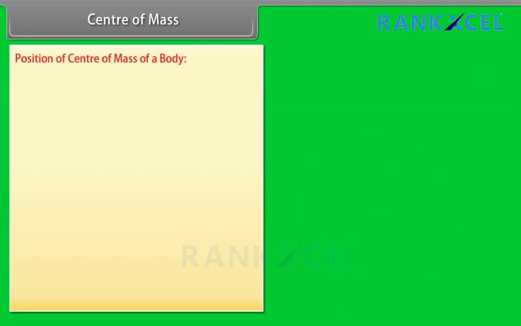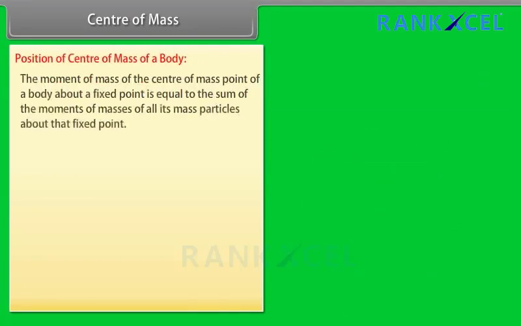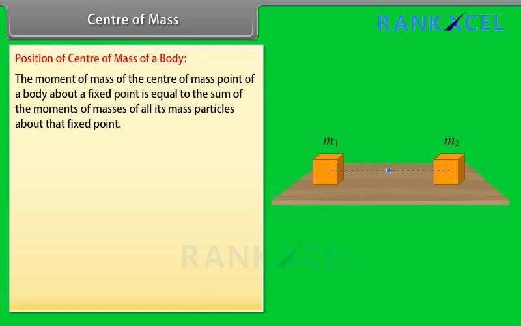Position of center of mass of a body. The moment of mass of the center of mass point of a body about a fixed point is equal to the sum of the moments of masses of all its mass particles about that fixed point.